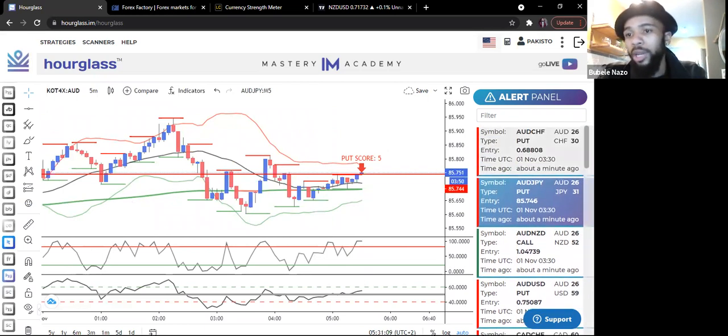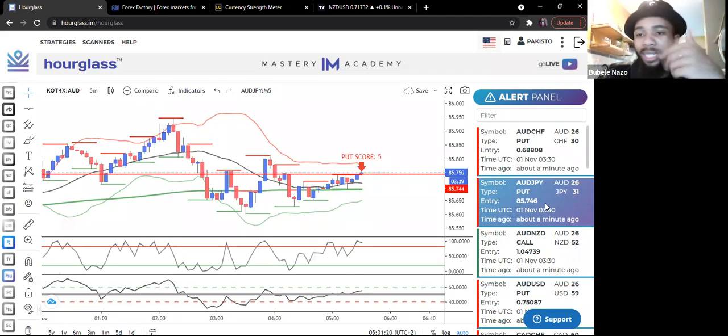We're not going to take these trades because look at the strength. I don't like the strength. JPY and AUD strength are very, very close together. So that's why it's very good sometimes to just observe and not always want to take trades and chase trades. You want to be sure of the type of trades.